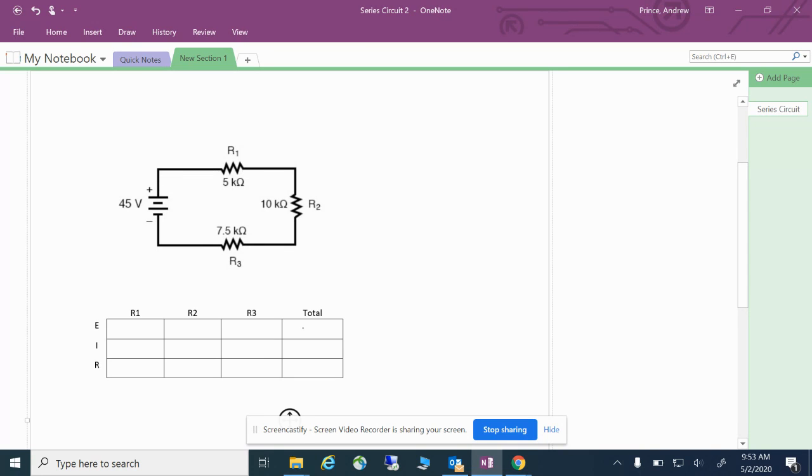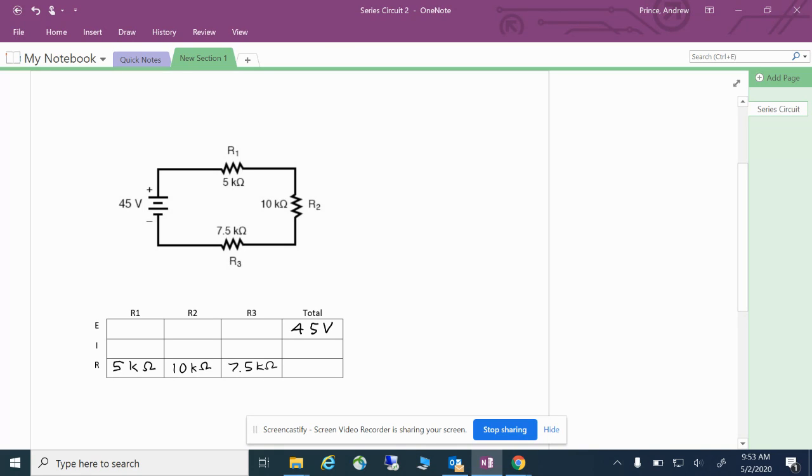So we got 45 volts. That's the total. Get that in there. Resistor 1, 5 kiloohms. Let's make sure we get our units straight. It's going to mess us up a lot later on when we start having things like milliamps and megavolts. Resistor 2, we got 10 kiloohms. All right, 7.5 kiloohms for 3.